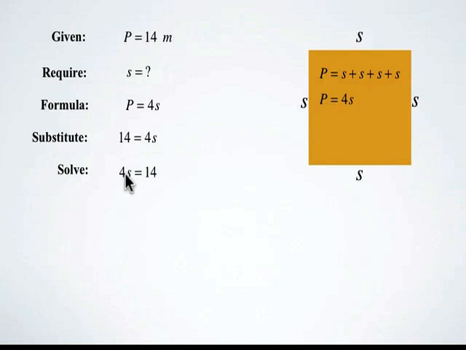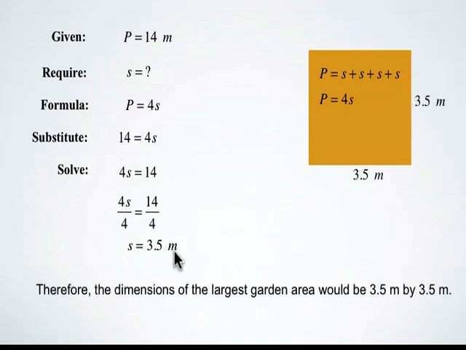To do that, we need to divide by the number or the coefficient in front of the letter. So the number in front here is 4, and we're going to divide both sides by that value 4. When we do that, we get 14 divided by 4 on the right-hand side, which gives us the decimal 3.5 meters. So we know that the dimensions of this largest garden is going to be when the side lengths are 3.5 by 3.5 meters.